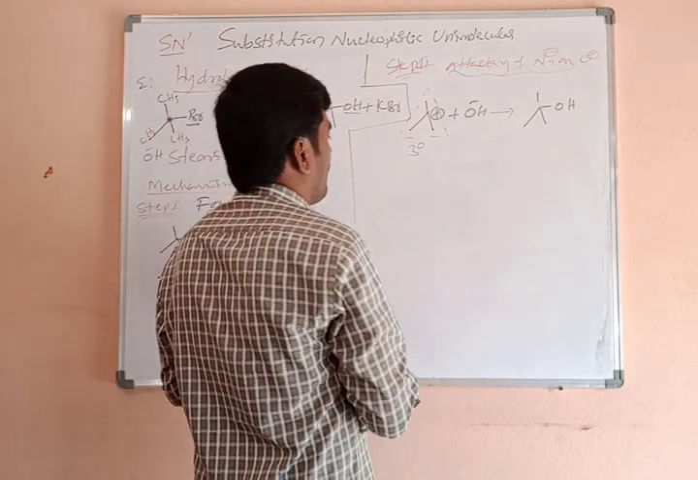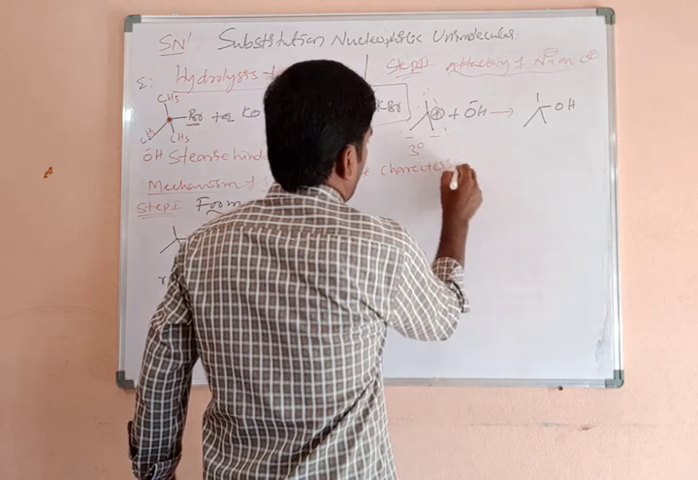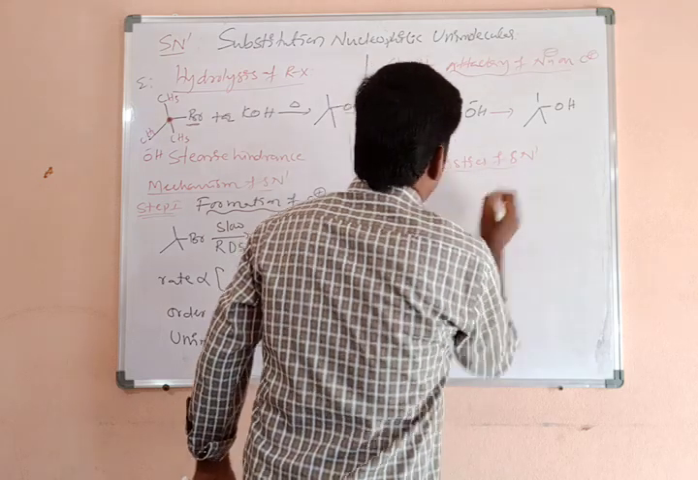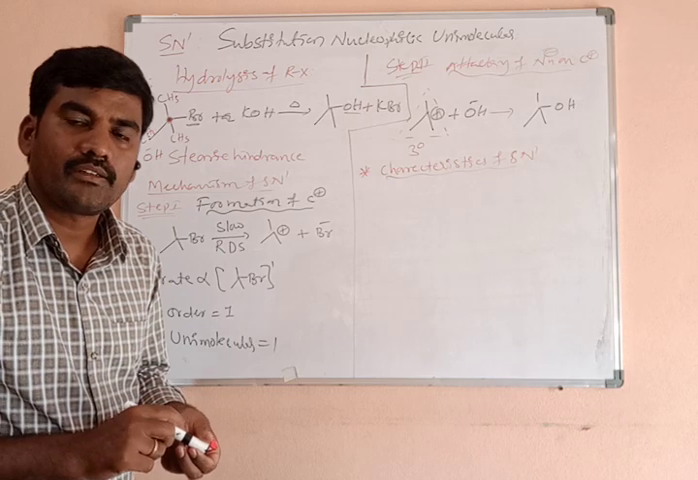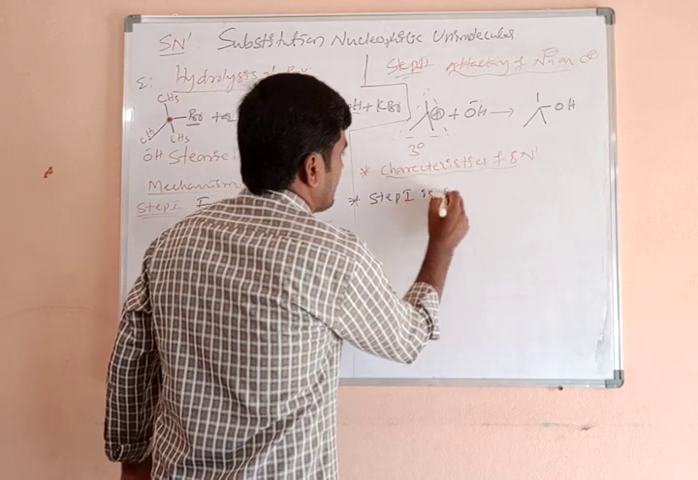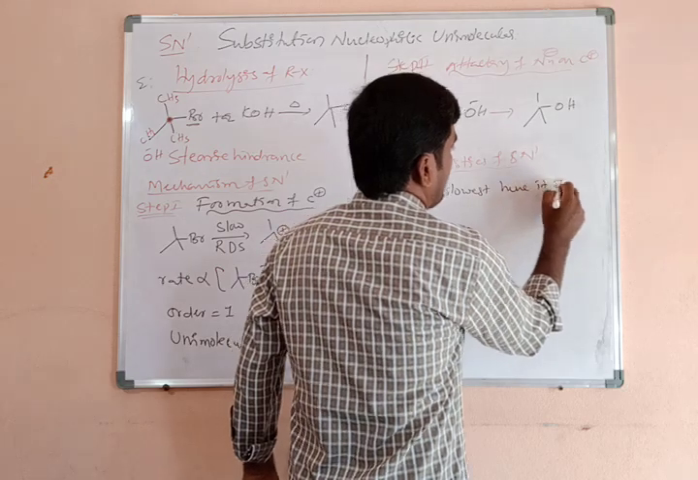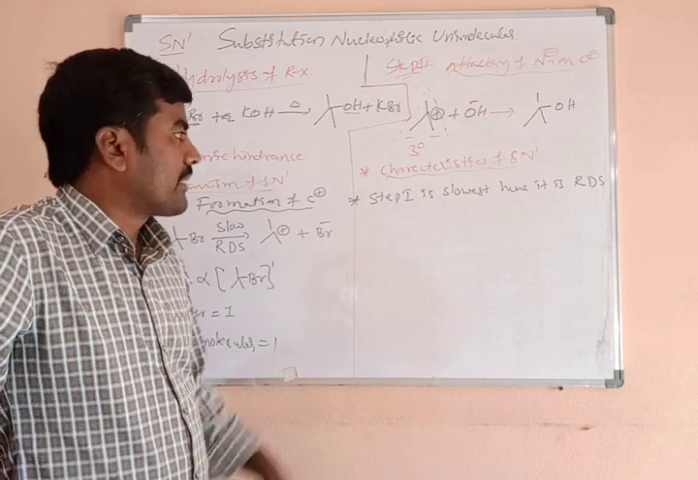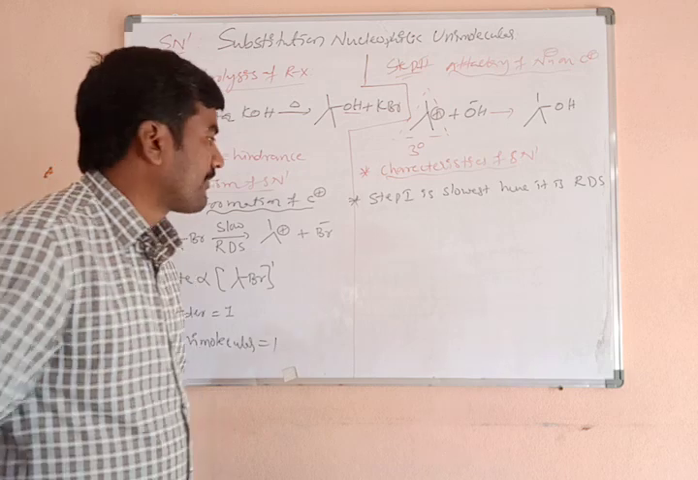Now, characteristics of SN1 reaction. Among these two steps, step 1 is slowest. Hence, it is the RDS, the rate determining step. Step 1 is the slowest step, hence it is the RDS for the SN1 reaction.